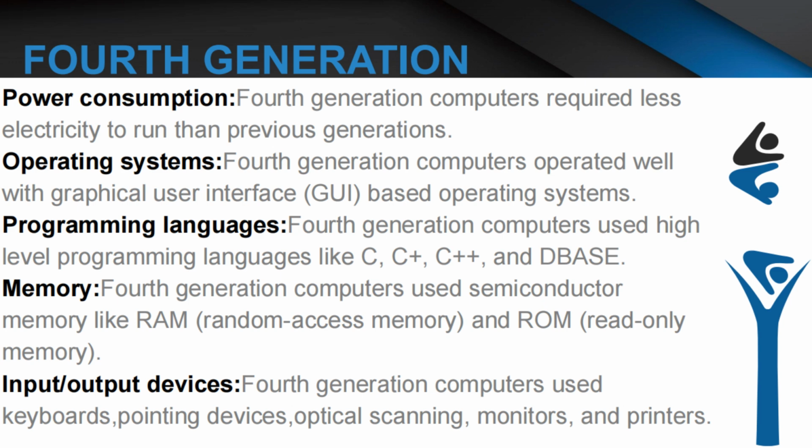Operating systems: fourth-generation computers operated well with graphical user interface-based operating systems. Programming languages: they used high-level programming languages like C, C++, and dBase. Memory: they used semiconductor memory like RAM, random access memory, and ROM, read-only memory. Input-output devices: they used keyboards, pointing devices, optical scanning, monitors, and printers.